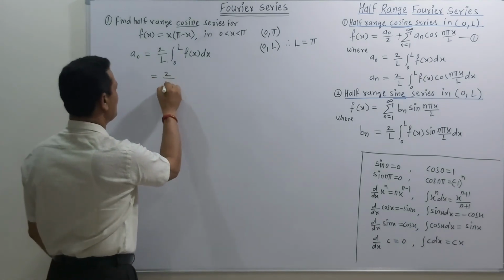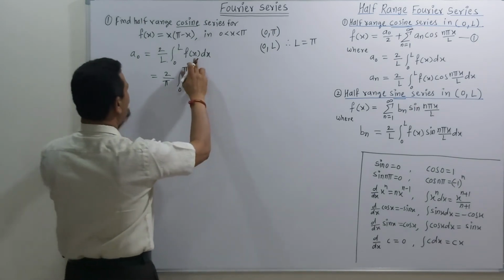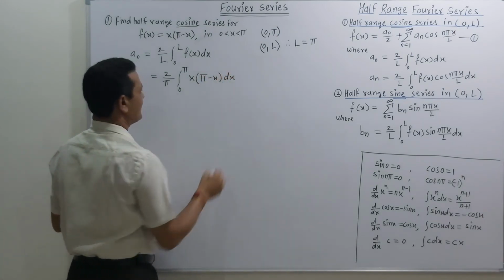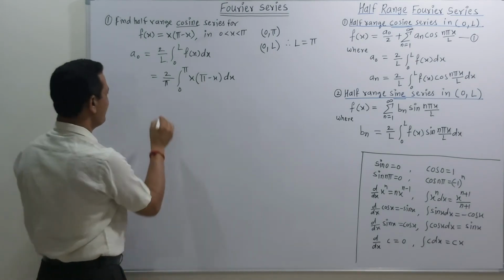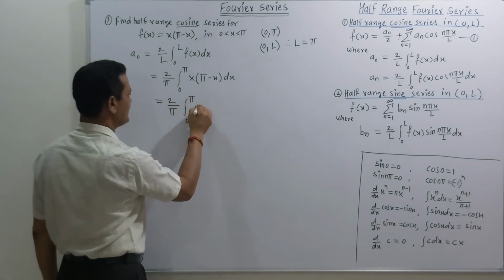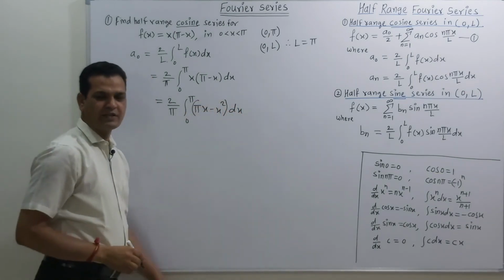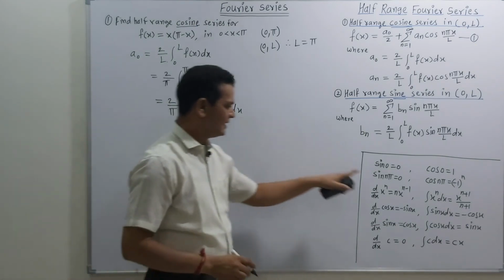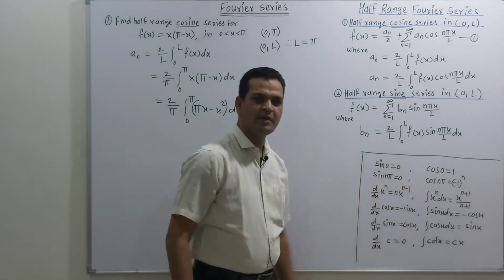Now put L is equal to pi. We get 2 upon pi integration 0 to pi of f of x, and the value of f of x is x times (pi minus x) dx. For simplicity, let's simplify this integral term. We can write this as 2 upon pi integration 0 to pi of (pi x minus x square) dx. After simplifying, our next aim is to find the integration of this term. This is very simple, we can easily apply the formula: integration of x raised to n dx is equal to x raised to n plus 1 upon n plus 1.